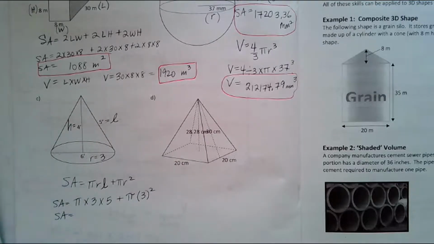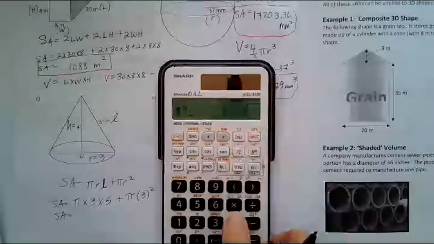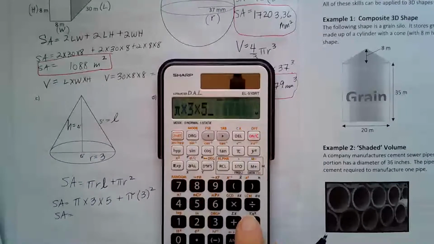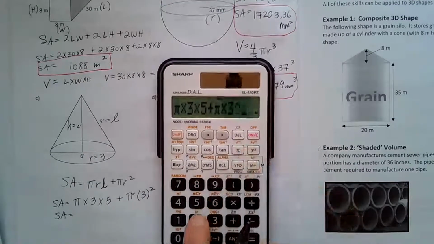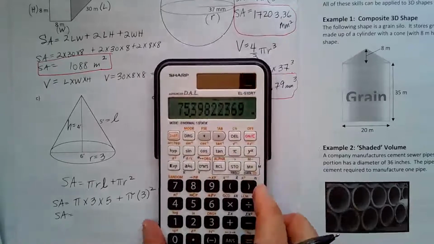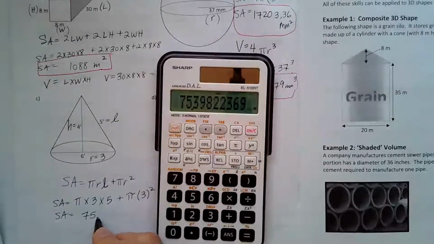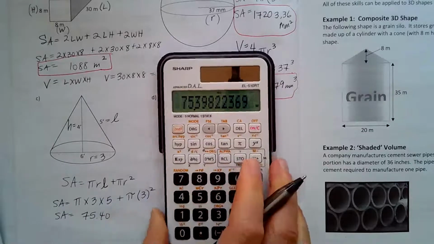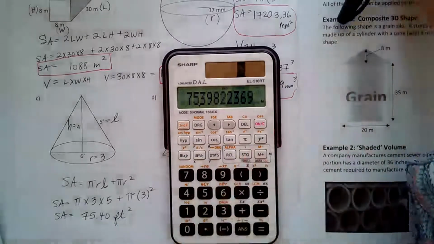Okay, so I type this all into my calculator at the same time. Pi times 3 times 5 plus pi times 3 squared. And we get 75.40 if I round to 2 decimals. And that little tick represents feet, so it's feet squared.